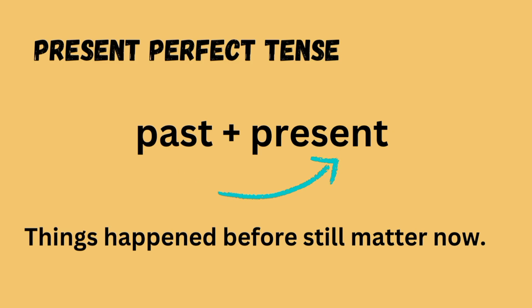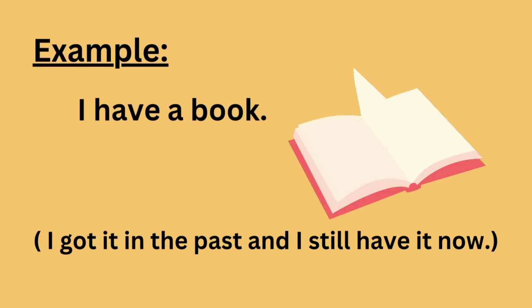Now our first question is, what is present perfect tense? The present perfect tense is like a bridge that connects the past to the present. It helps us to talk about things that happened before and still matter now. Let's look into the example. I have a book. This example tells us I got a book in the past and I still have it now.